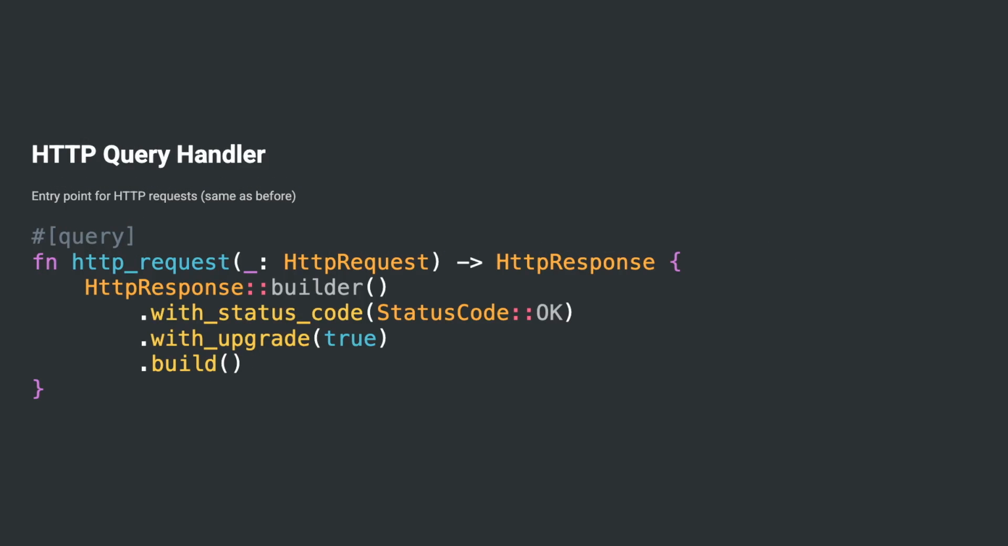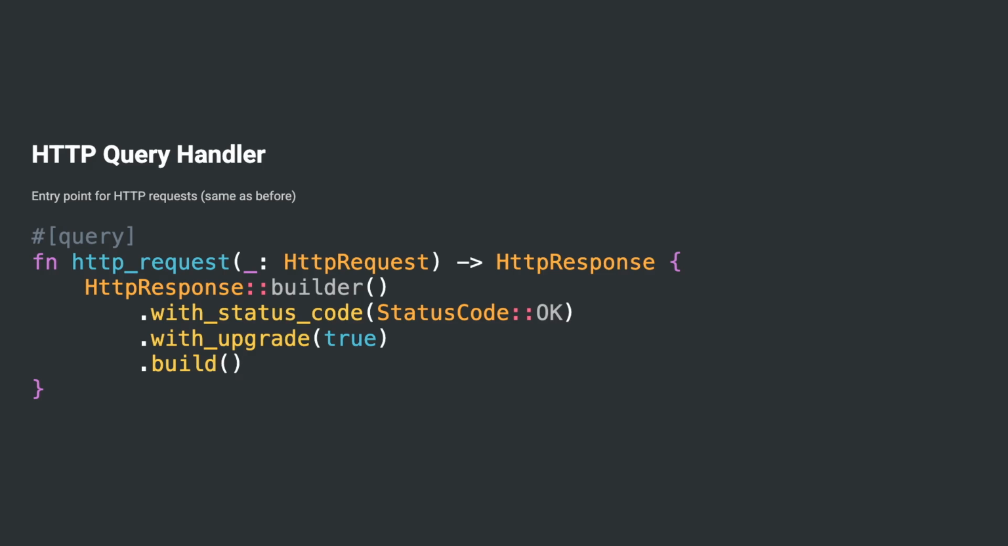Now let's look at how our server handles incoming HTTP requests. Just like before, we need two handlers, one for query calls and one for update calls. The HTTP request query function remains the same. It's our initial entry point that uses with upgrade set to true to seamlessly transition incoming GET requests into state-modifying update calls, which is a requirement for MCP tool calls.